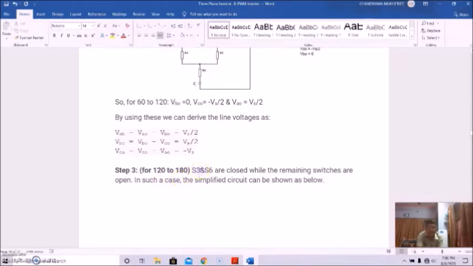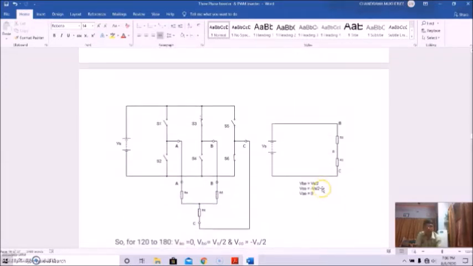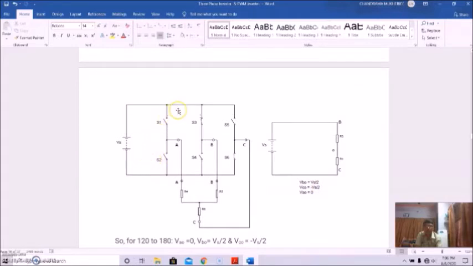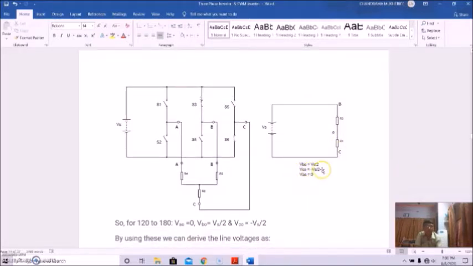And for step 3, for 120 degree to 180 degree, S3 and S6 are closed, while the remaining switches are open. In such a case, the simplified circuit can be shown as below. So for 120 to 180 degree, VAO equal to 0, VBO equal to Vs by 2, and VCO equal to minus Vs by 2.